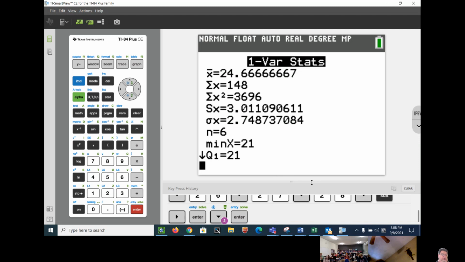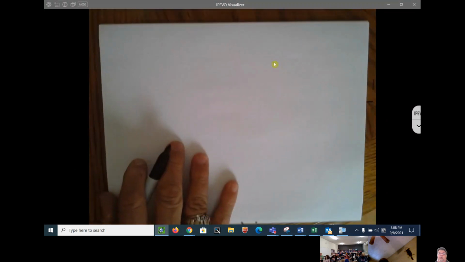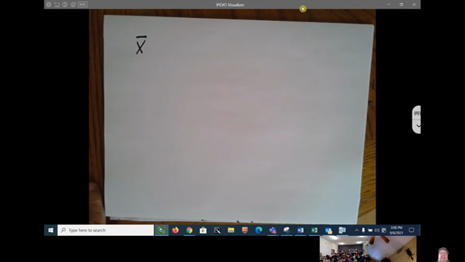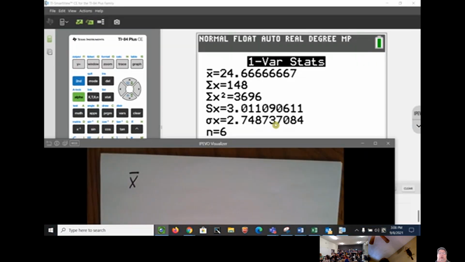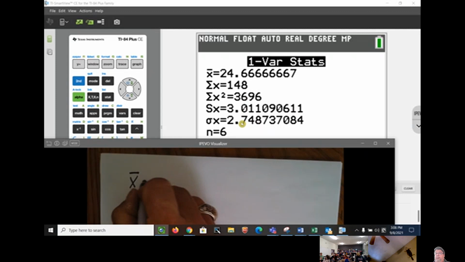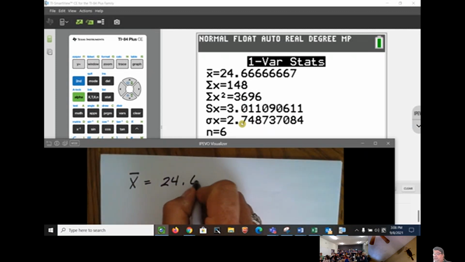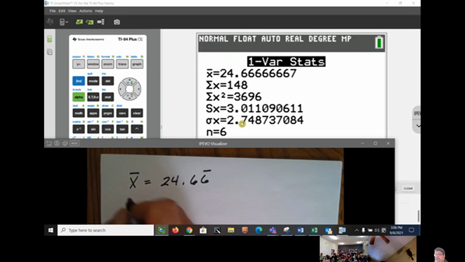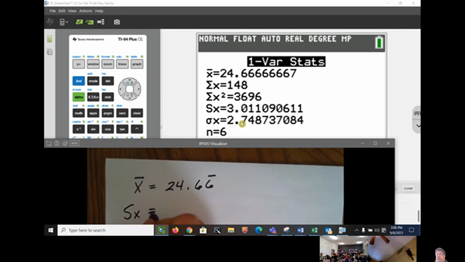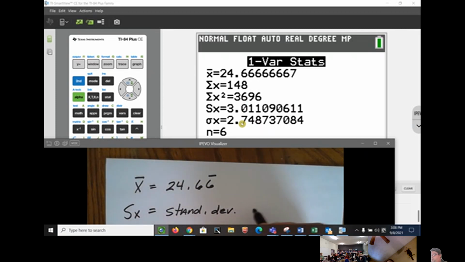All right, now what am I showing you? Well, look. X bar is what you want. You want that. And in this case, X bar is equal to 24.67, 66 repeated. Sx is your standard deviation. Write that down because you're not going to know it if you don't write it down. And that's 3.011.